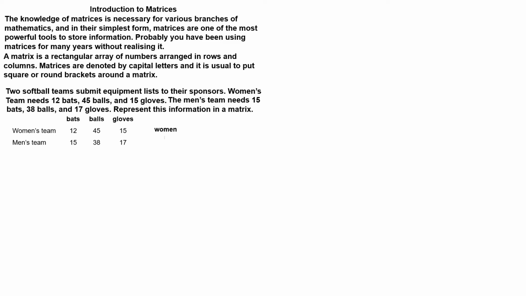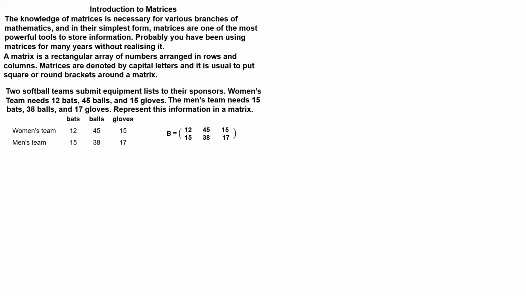The first row represents the women's team. The second row represents the men's team. The first column represents the number of bats that each team needs. The second column represents the number of balls that each team needs. The third column represents the number of gloves that each team needs. We can denote this matrix by a capital letter. We can choose the letter B, for example.